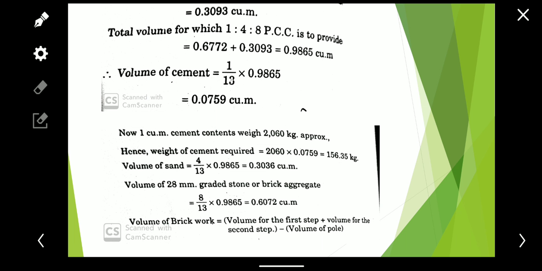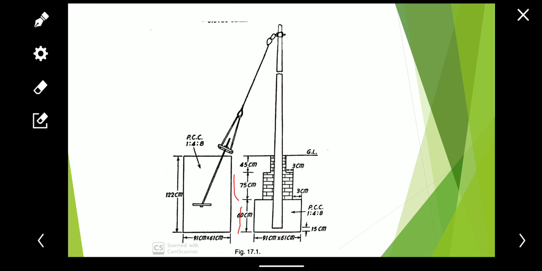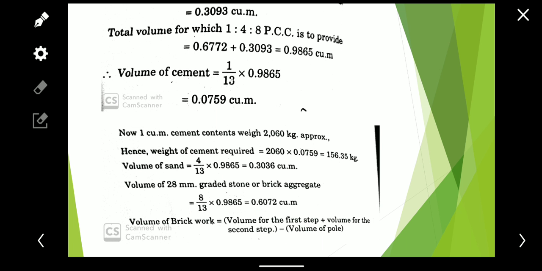So the total volume for which 1:4:8 PCC is to be provided is, this is the PCC, 0.672 plus 0.3093, which is equal to 0.9865 cubic meter.